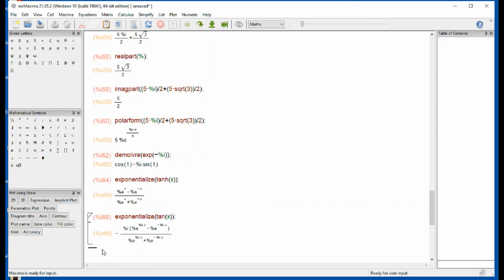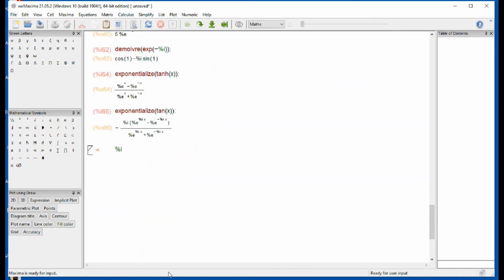So a few things here. The percentage I, it's the imaginary unit. Percentage e is the base of the exponential, and percentage pi is this. And so it will be represented like that. If I do, say, percentage e float, float that, it gives me the value of e. If I say percentage pi float of the previous one, it gives me that number.